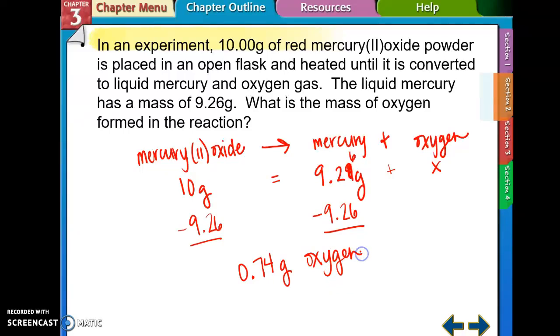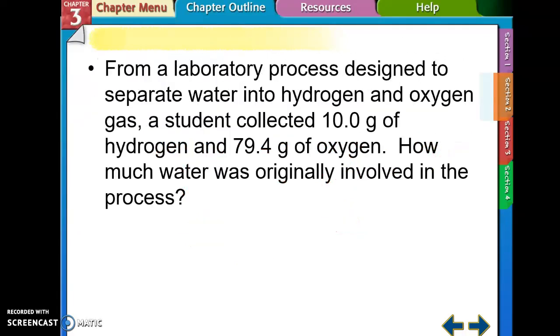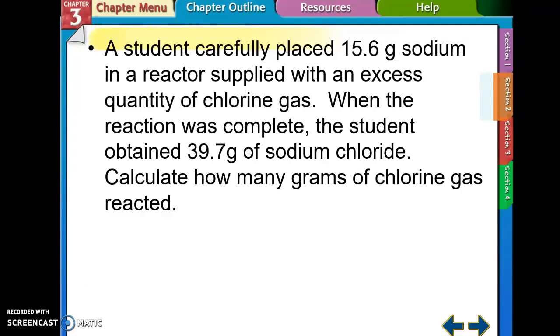And that's it. So that's the law of conservation of mass for now. We'll add on to that later on. So what I want you to do is I want you to work this one, and then check it with your peers tomorrow in class. And then I want you to work this one.